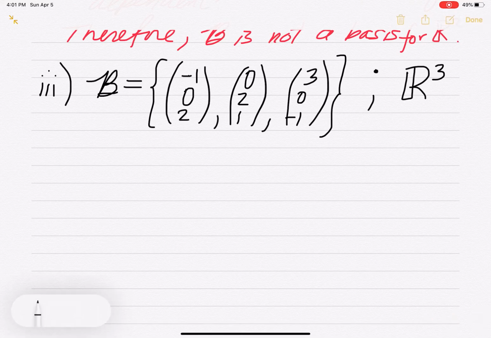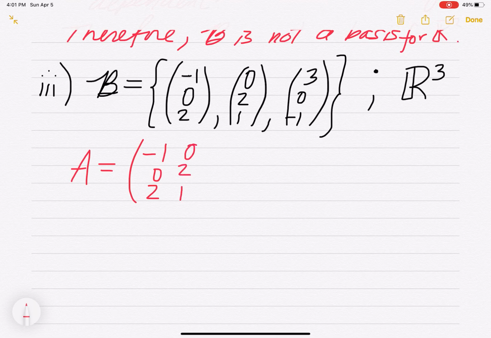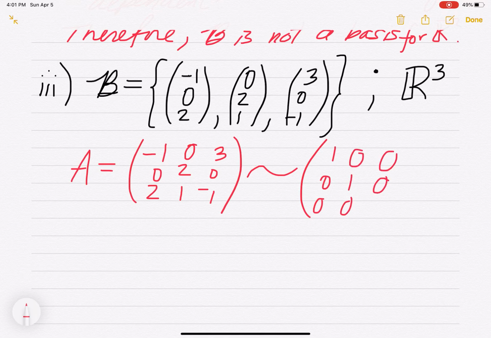Okay, so I'm going to make a matrix, capital A. I'm going to do the first column, negative 1, 0, 2. It'll be my first vector. Second vector, I'll make my second column 0, 2, 1, and my third vector will be 3, 0, negative 1. And you RREF that guy, use your calculator. When I did this in the calculator, I got 1, 0, 0, 0, 1, 0, 0, 0, 1. So that means every column and every row have a pivot.